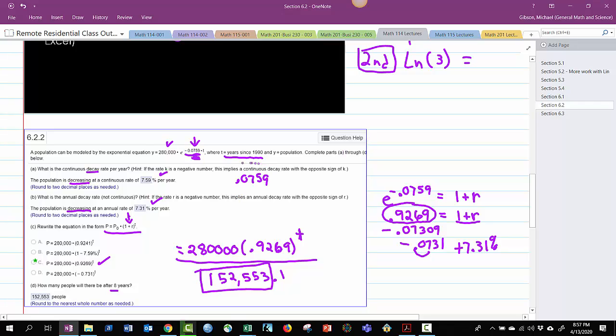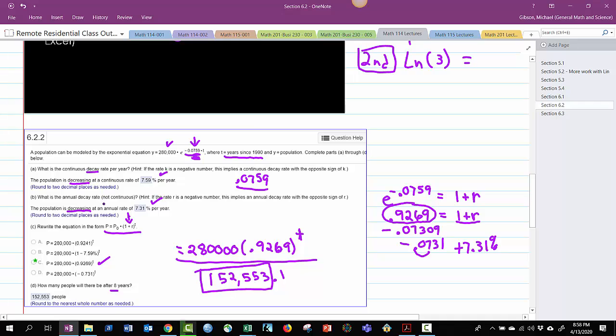All right, so let's go back to see what we did here. First, they gave us this equation with e to this power, e to the minus 0.0759t. Then they ask us, what's the decay rate? Well, you just pull that minus 0.0759 off. That's the rate. And since we've already got the word decreasing, we're going to get rid of the minus sign and just convert 0.0759 into a percentage.